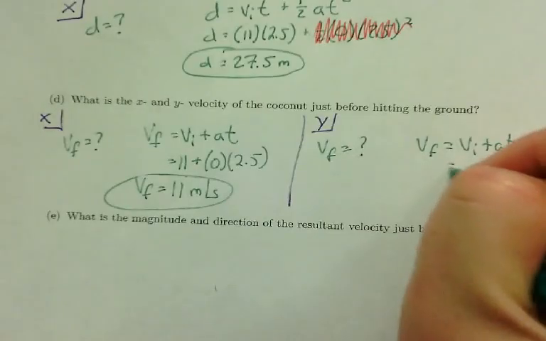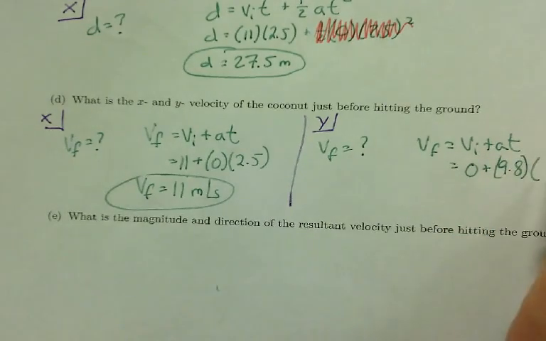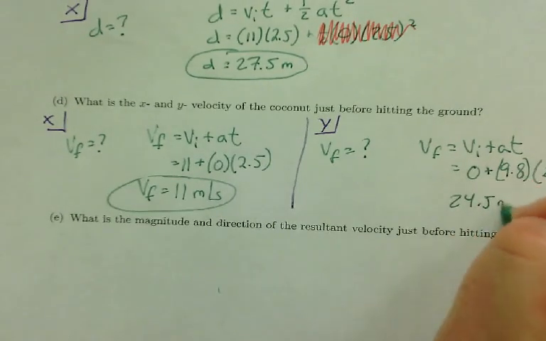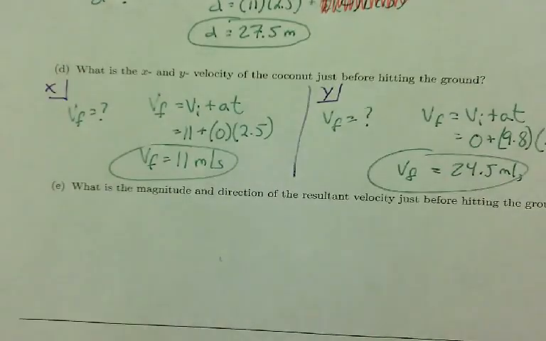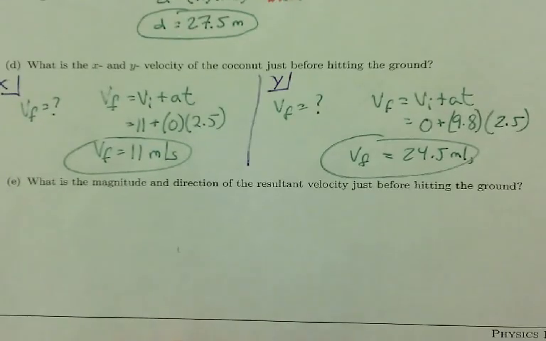And then let's look here. So here, in the y direction, my initial velocity is 0. My acceleration is 9.8. My time is 2.5. If I plug that in, I'm getting 24.5 meters per second for the final velocity. And we're going to bring it all together in part E.